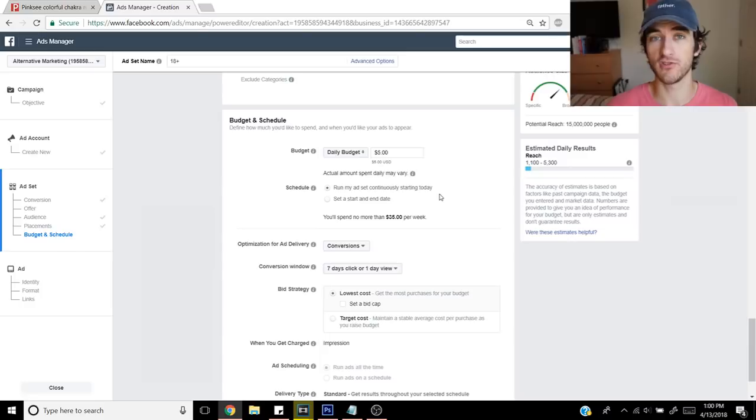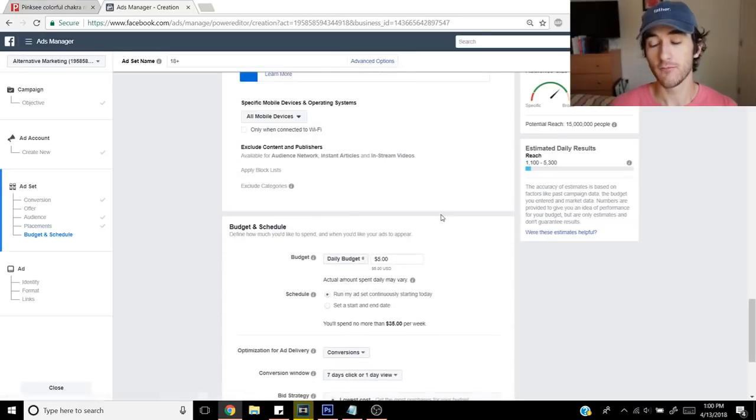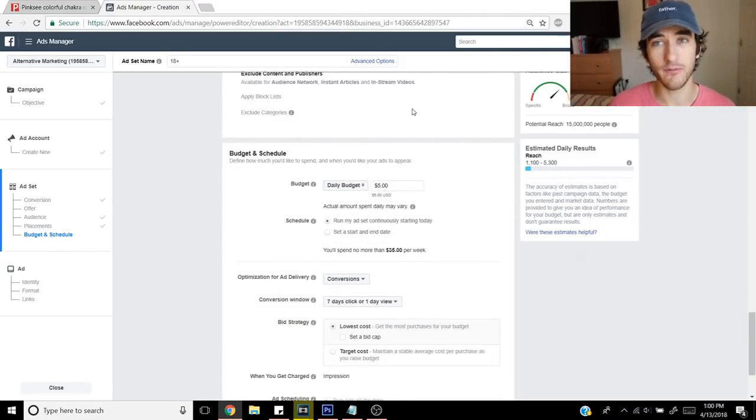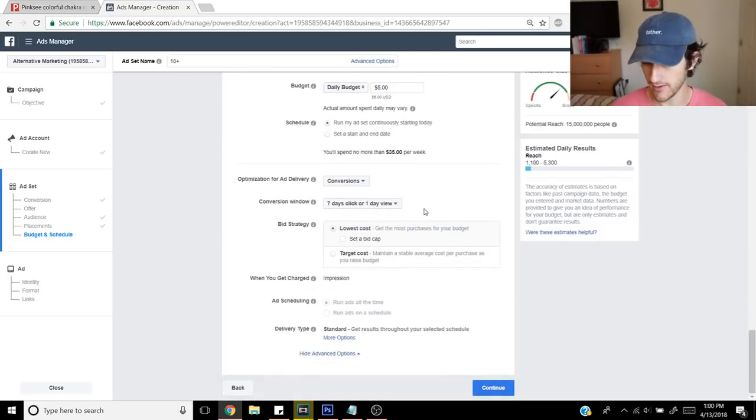And you need 50 conversions a week on a single ad set for it to optimize. So if we're optimizing for purchase, we need 50 purchases a week for it to be able to optimize, which is absolutely crazy, but it's very doable if we do have a winning audience and product. So $5 a day is totally fine for testing. Go ahead and set it at that. Any more and you're really just wasting money.